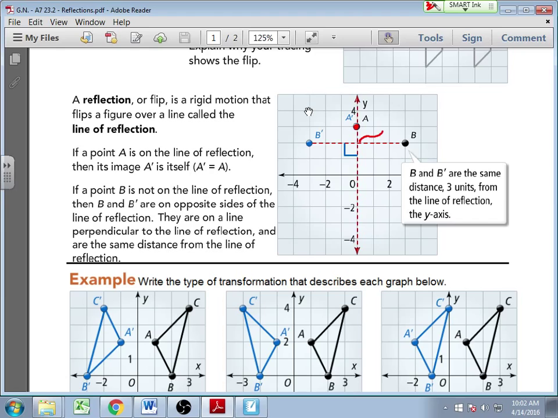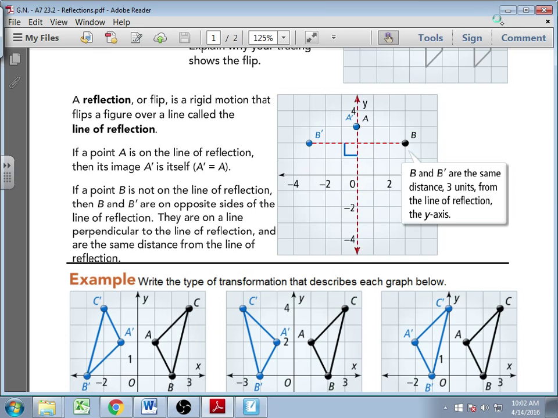Notice that B is 3 away from my line of reflection. B prime is 3 away from my line of reflection, just on the other side. So that is the whole point of reflections. They are equidistant. And when I draw this dotted line, it has to have a right angle. So obviously we're not going to draw a line like, oh, let me go on this line and reflect over it. No. If you are reflecting, you're reflecting square.